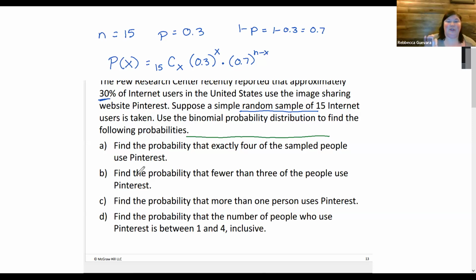I am going to do this like we did with other probability distributions, where we were looking for certain kinds of events. The first one is we just want the probability that exactly 4 people are going to be sampled. So this is 15 C 4 times 0.3 to the power of 4. And then we have 0.7 to the power of 15 minus X. In this case, if I have 15 minus 4, that's just going to leave me with 11 failures.